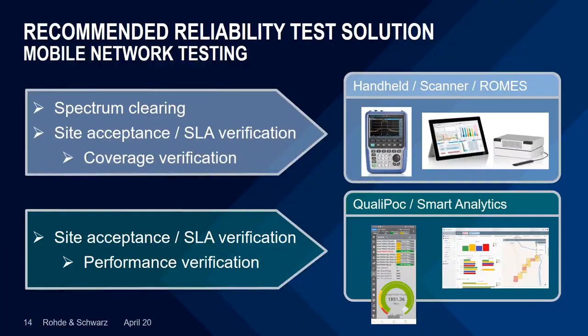What is the test solution that you can use for this? You've got two different main areas here that I mentioned: spectrum clearing, and also site acceptance in terms of coverage verification. For this you can use spectrum handheld analyzers. You can also use scanners in combination with the ROHDE drive test software that would allow you to assess the complete picture. Also, in case you've got 5G NR beamforming applied, the scanner solution will allow you to measure the beam power of each individual beam. So this is a very suitable tool. It can also be operated with a battery pack, so you can carry this around without any power supply. So this is most suited in these scenarios.